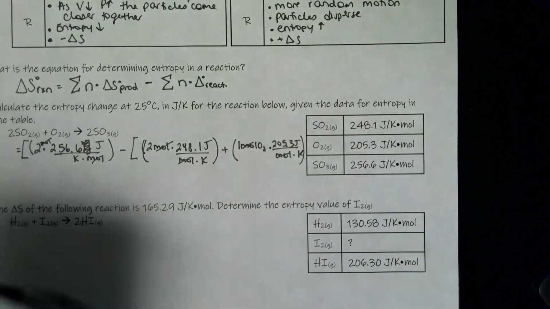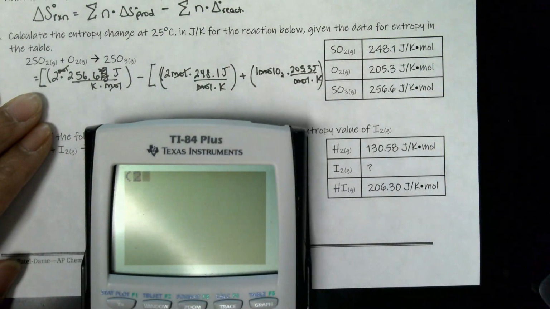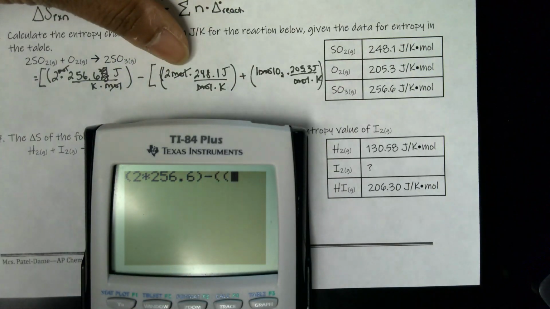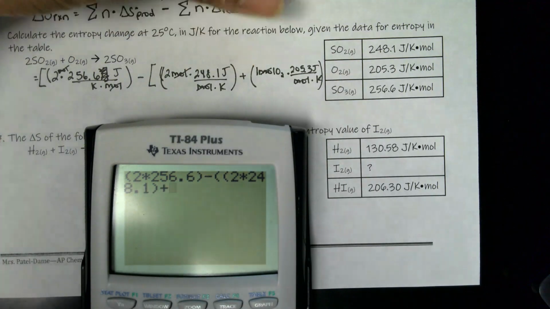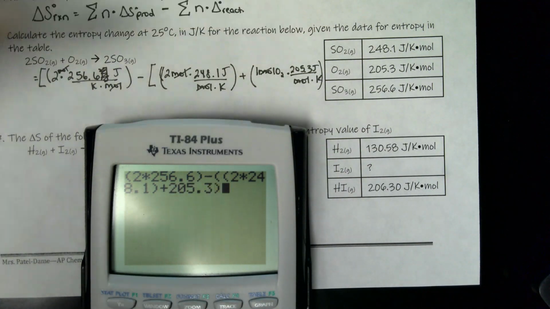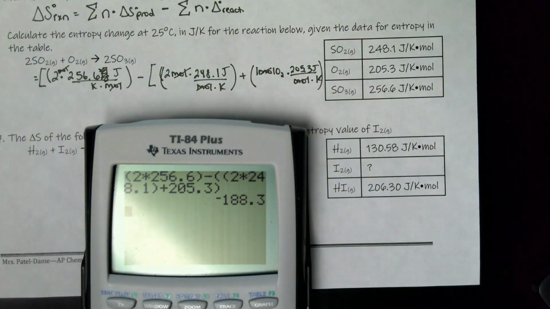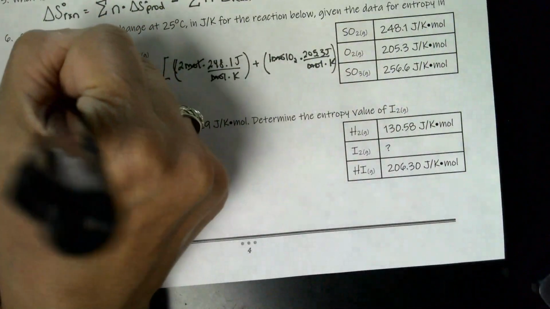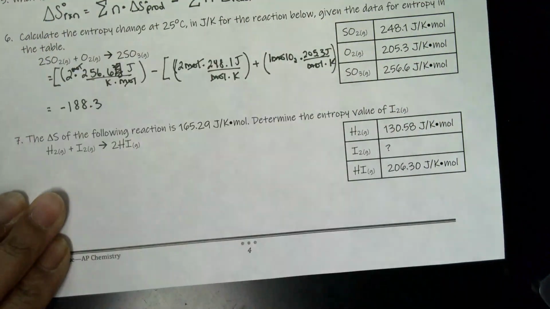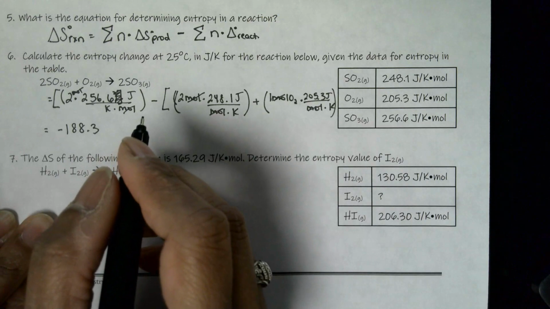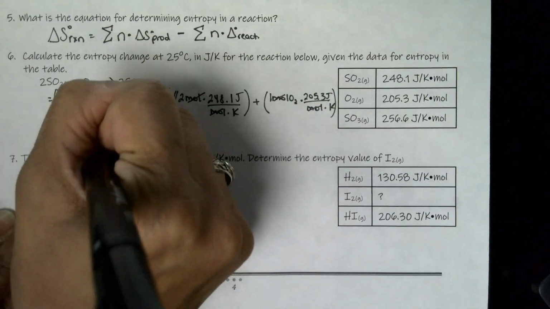All right. So 2 times 256.6 minus 2 times 248.1 plus 1 times 205.3. Close out my parenthesis, and I end up getting negative 188.3. So make sure that you check this in your calculator, check me. Make sure you know how to put this into your calculator correctly. I screw these up all the time. So please take time to actually make sure it is all set.